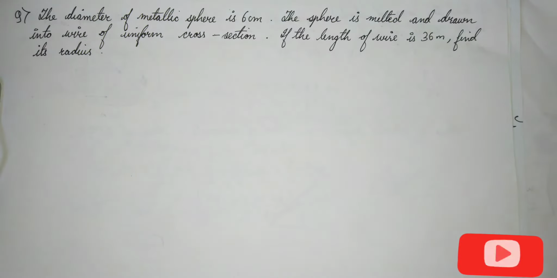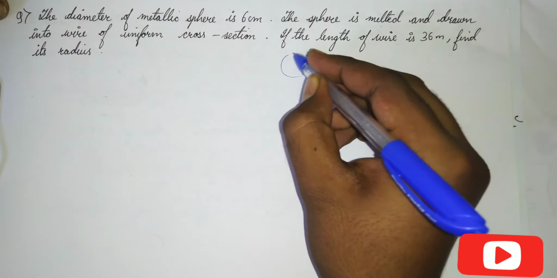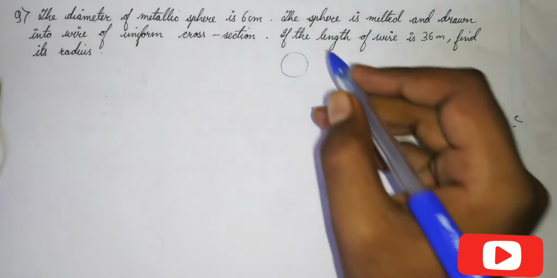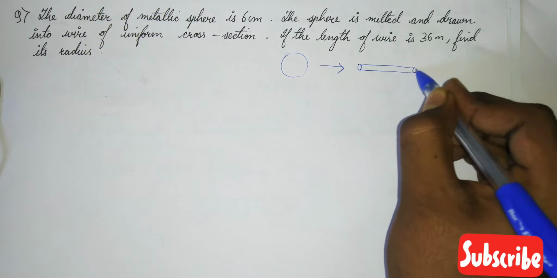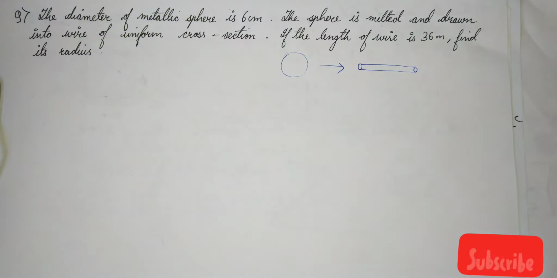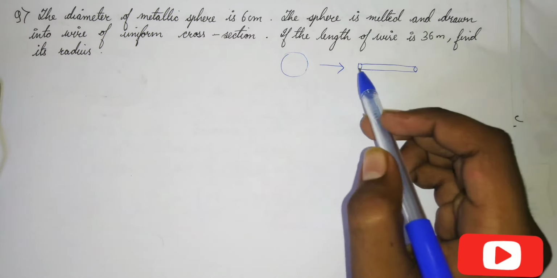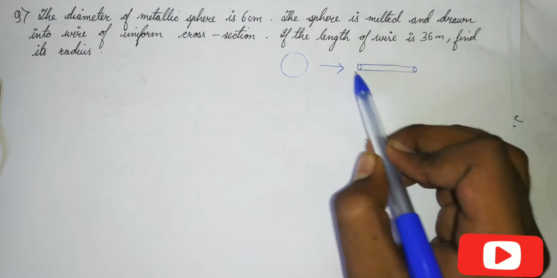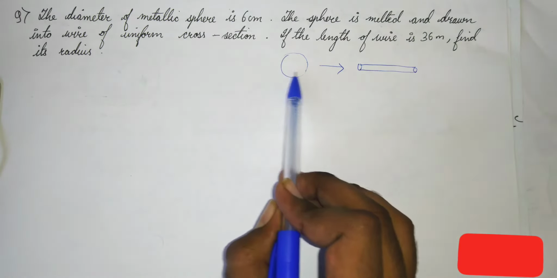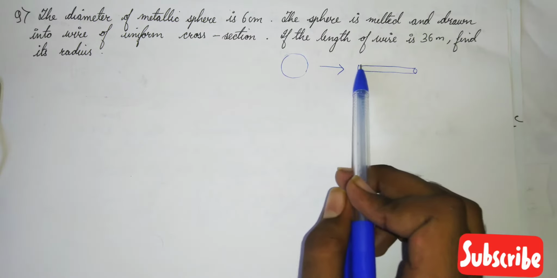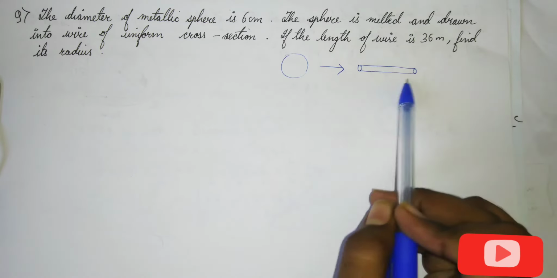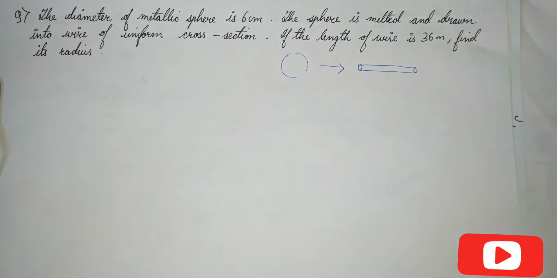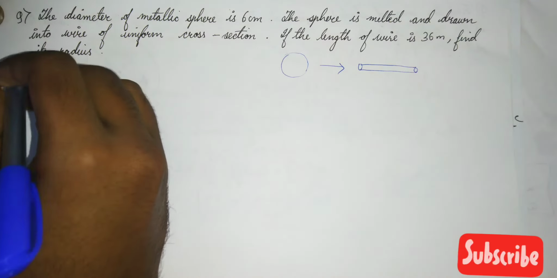The diameter of the metallic sphere is given. It is melted and converted into a wire, which will be in the form of a cylinder. So the volume of the sphere will be equal to the volume of the wire, because this whole sphere is melted and converted into a wire of uniform cross section. That means the volume of sphere will be equal to the volume of cylinder.